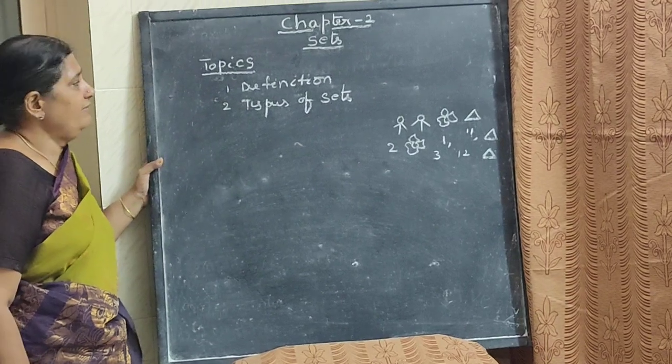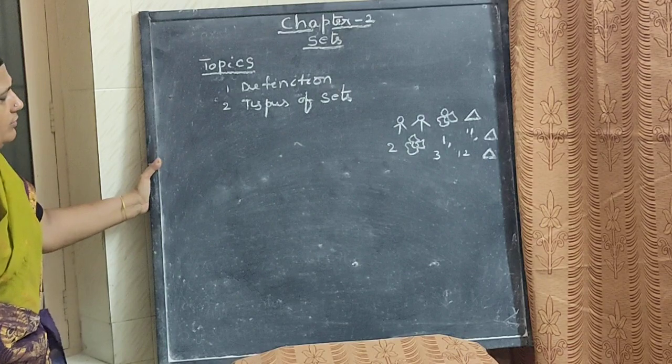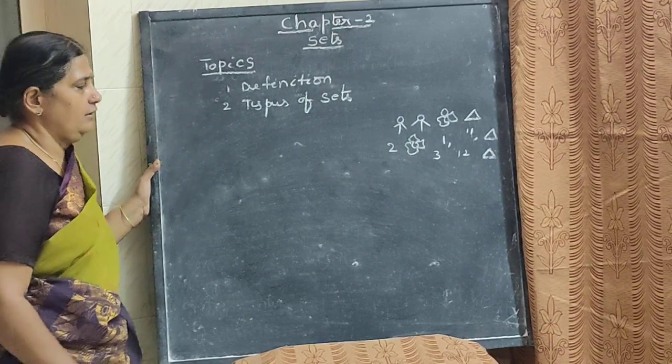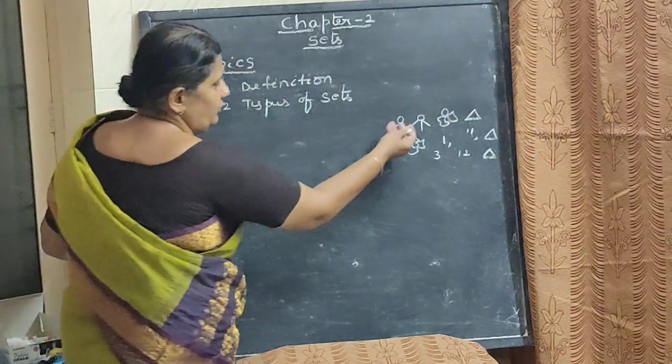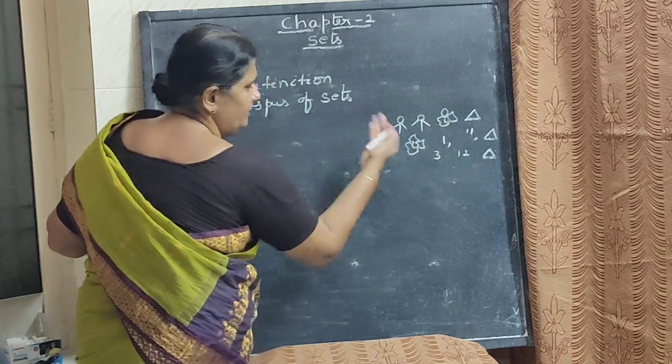Now, today I will start chapter 2, sets. So, first one, topics are definition and types of sets. How to define set. All of you observe this one, don't write, only listen. So, here two persons are there, flowers, triangles, numbers.